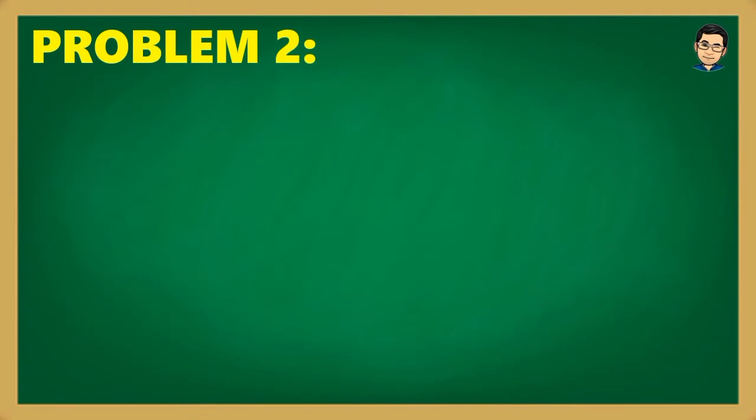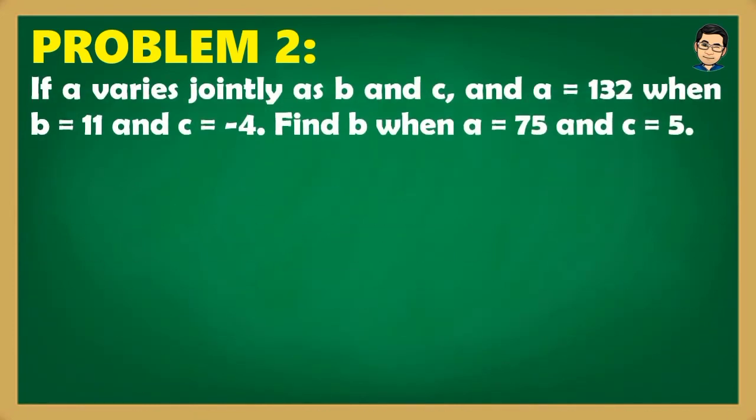Next, problem number 2. If A varies jointly as B and C, and A is equal to 132 when B is equal to 11 and C is equal to negative 4, find B when A is equal to 75 and C is equal to 5. Okay. A varies jointly as B and C, can be written as A is equal to kBC.